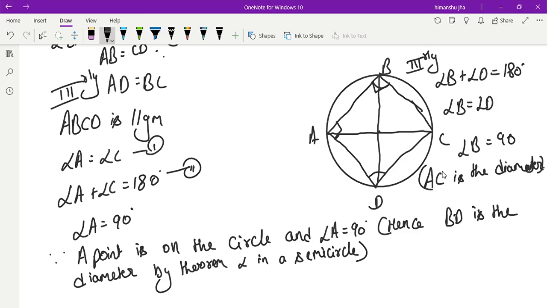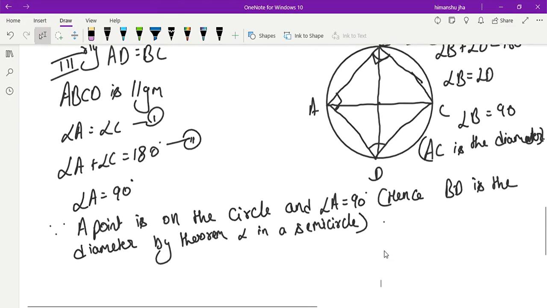Now angle A is 90 degree, angle B is 90 degree, and angle A equals angle C and angle B equals angle D. So A, B, C, D, all angles are 90 degree. Second part we will prove. Completed till here, guys? Yes, sir. Now second part also proved by this.